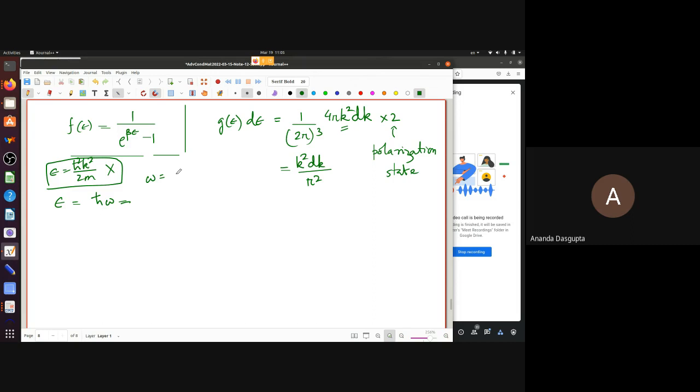Omega is... epsilon equals h cross c k. And when you use that with k squared dk and replace it by epsilon, you end up with g(epsilon), which is given by epsilon squared d epsilon. Well, epsilon and k are proportional to each other, so k squared dk becomes epsilon squared d epsilon, but with an h cross cubed c cubed factor down below.